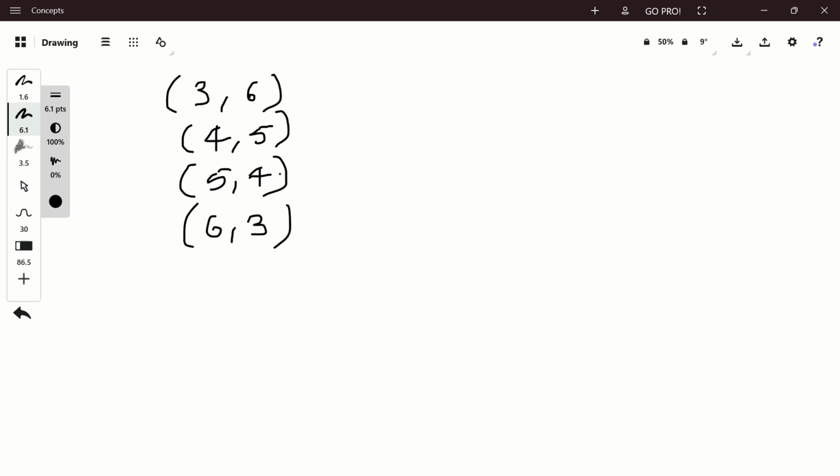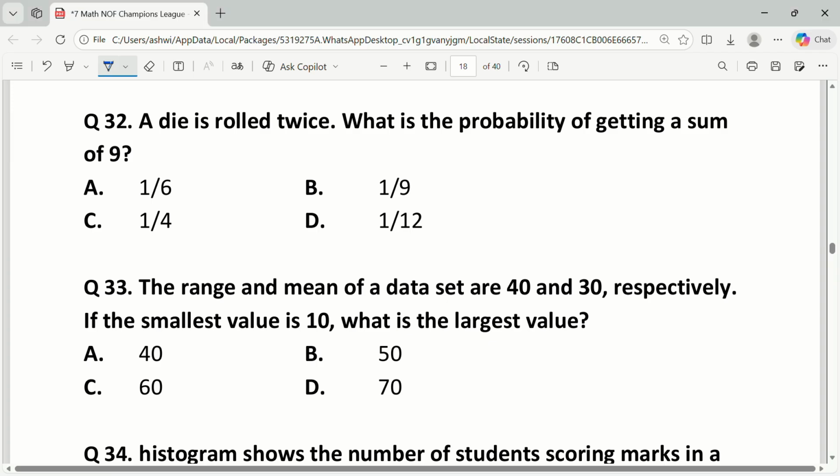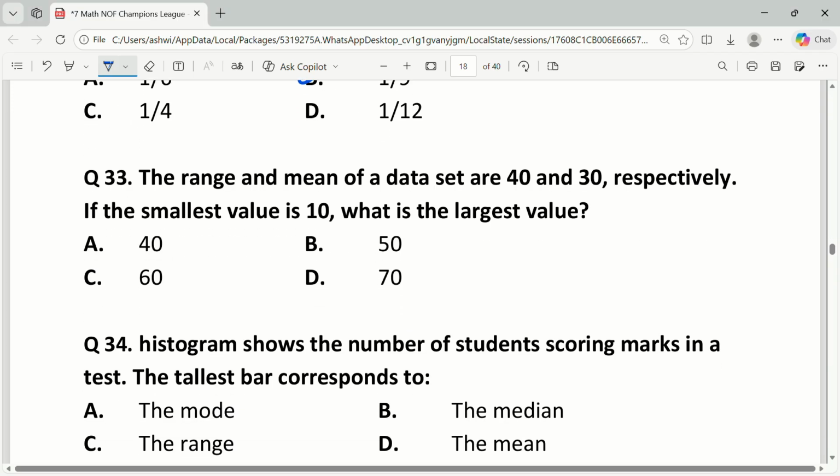The probability is the number of successful outcomes divided by the total number of outcomes, that is 4 upon 36, which is equal to 1 upon 9. Comparing with the given options, the answer is B, 1 upon 9. The range and mean of a data set are 40 and 30 respectively. If the smallest value is 10, what is the largest value?